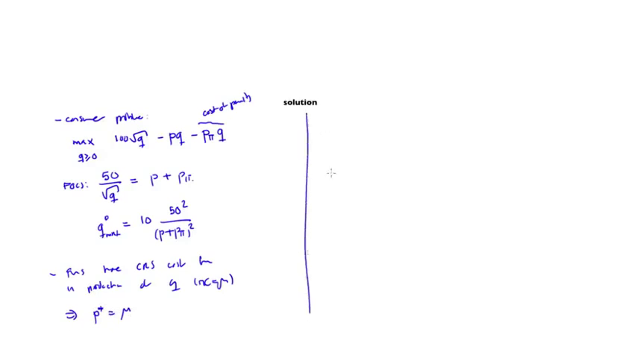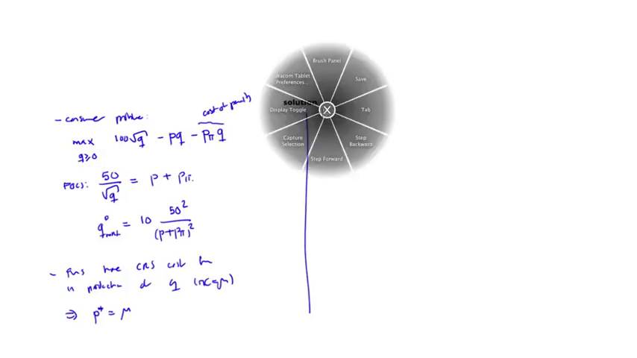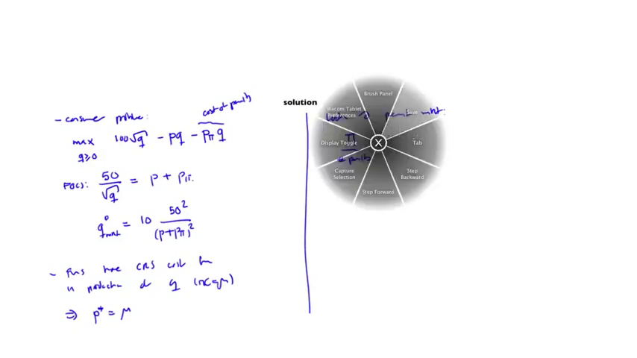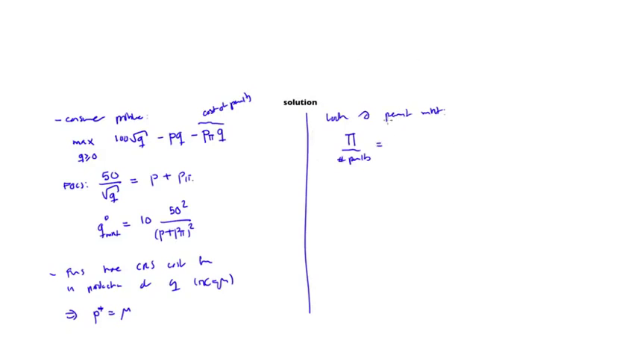Now what we're going to do is look at the permit market. We're going to have that in equilibrium, the number of permits has to be equal to the quantity demanded, which is equal to 10 times 50 squared divided by P plus P_π, squared.